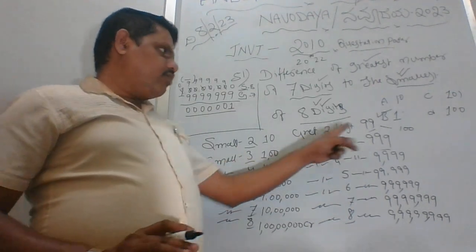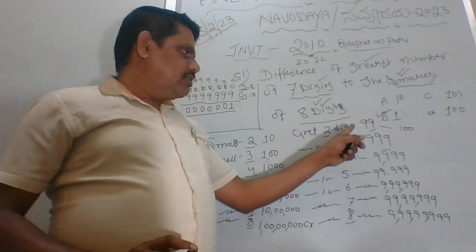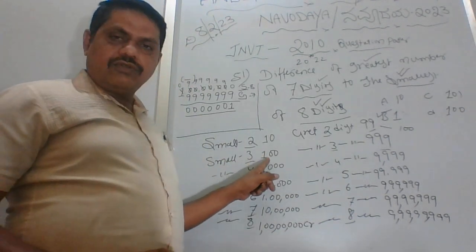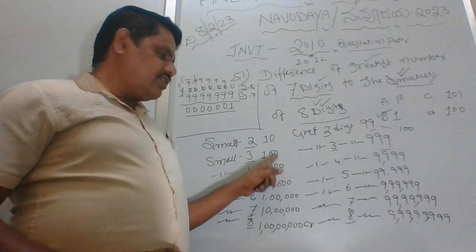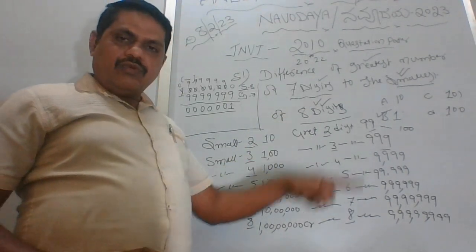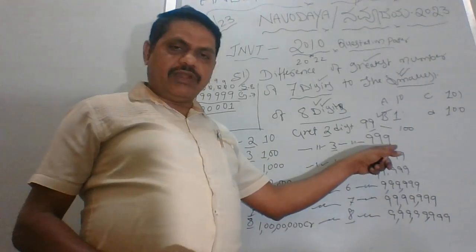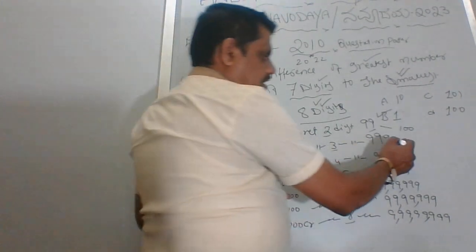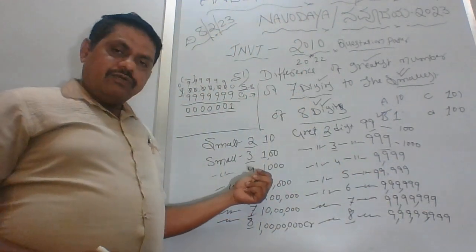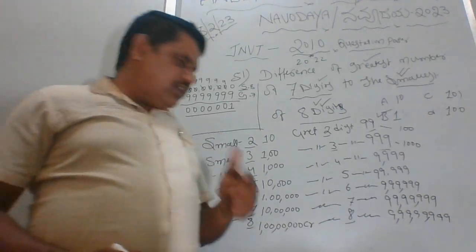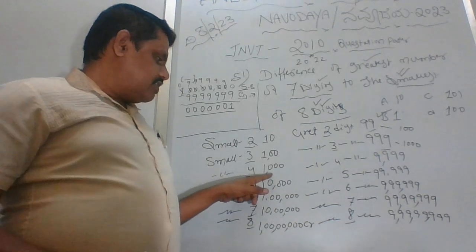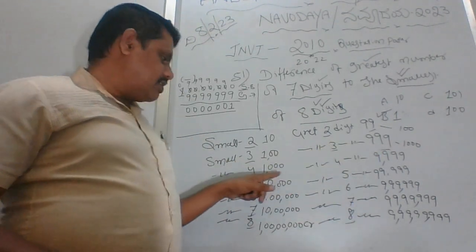Once you complete this, the 2 digit converts into 3 digit, and the smallest 3 digit number is 100. Once you start writing from 100, till how many numbers can you write? Only till 999, because if you cross this, your next number will be 1000, which falls into the smallest category of 4 digit numbers. Understood?